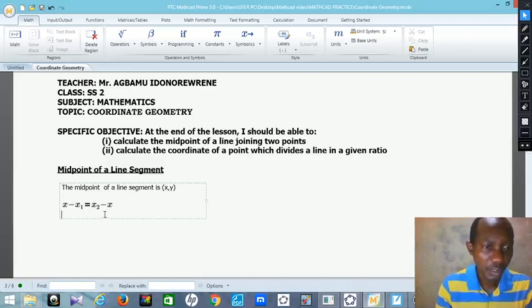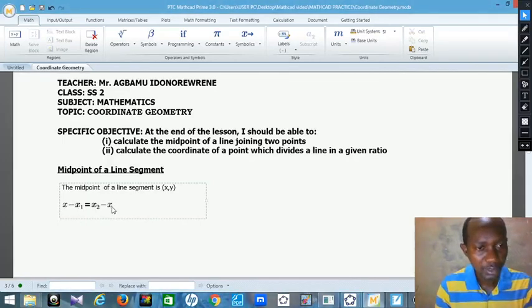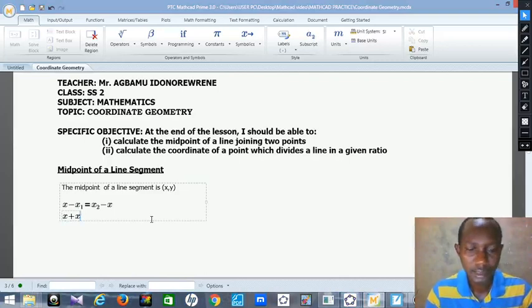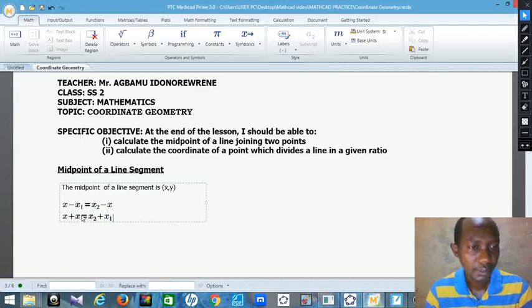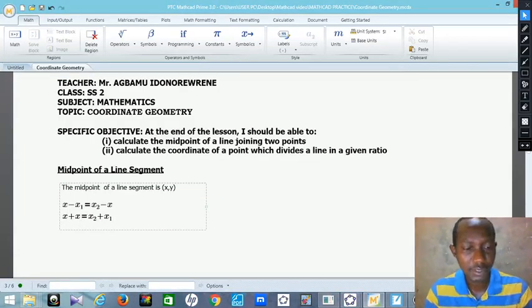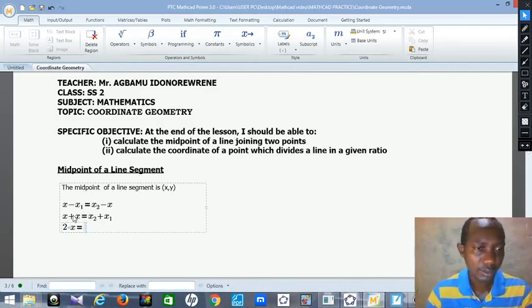Then make x the subject. If I want to make x the subject, this x, when you cross over to this place, will become plus. Then minus x1 will become plus on this side. So I'm going to have x plus x equals x2 plus x1. You can see it. Minus x becomes plus, then minus x1 becomes plus. Then these are like terms. x and x are like terms, so this will give us 2x. So 2x will now be equal to x2 and x1. They are not like terms, so you cannot add and get the result.